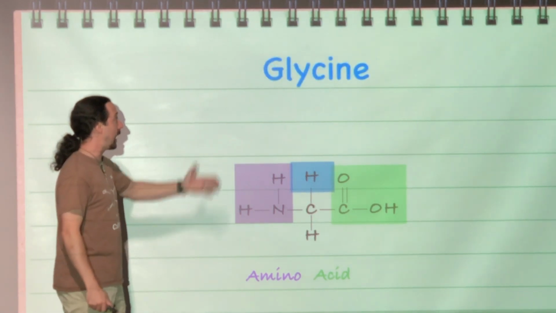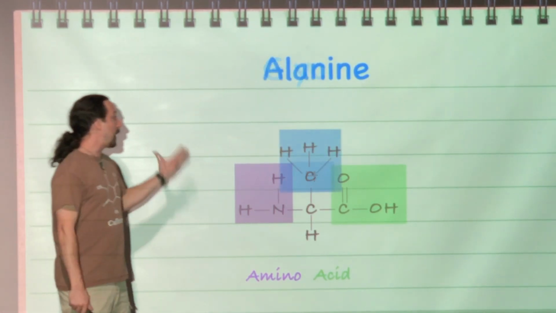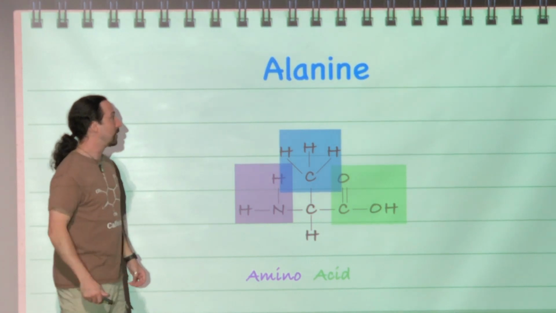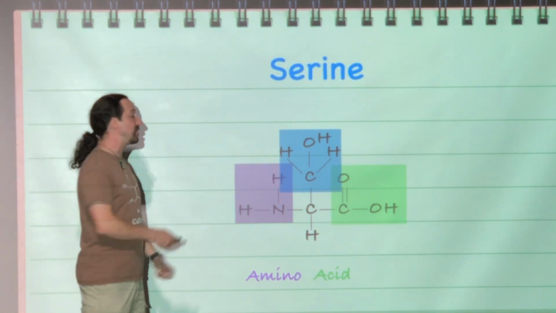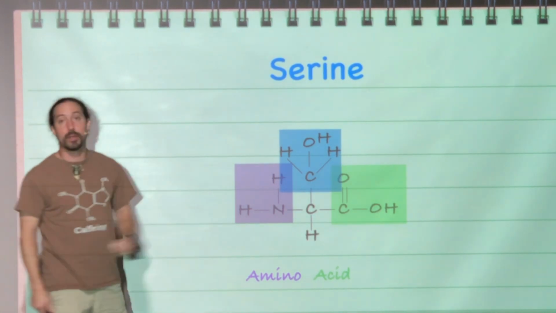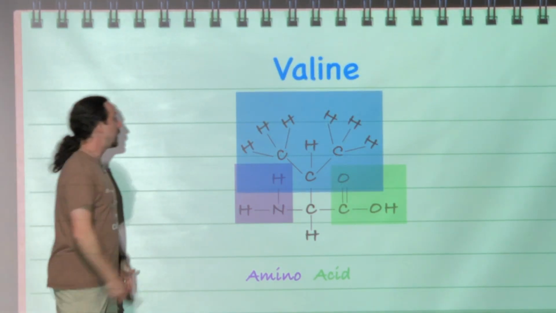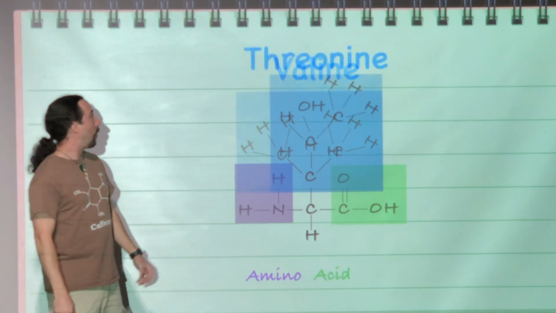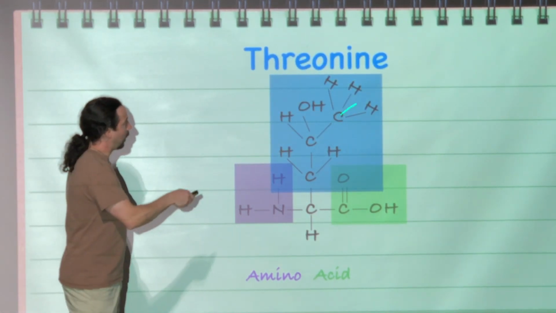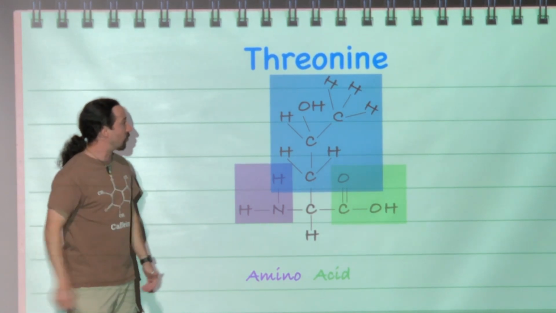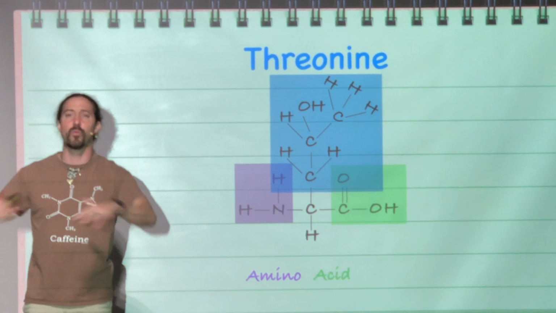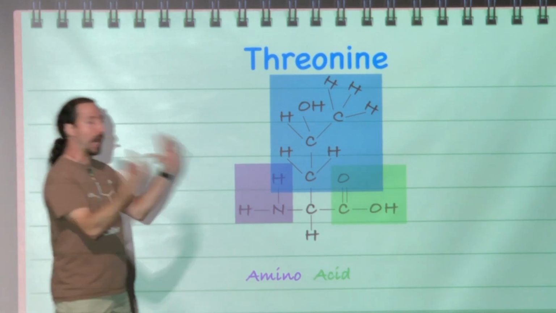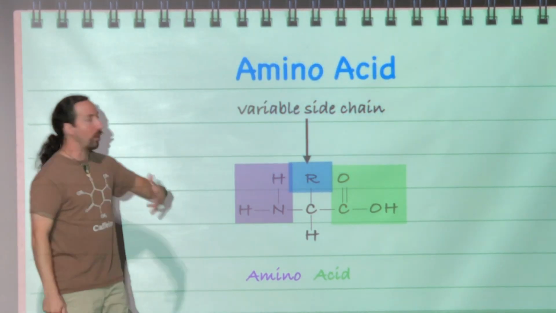So it could just be a hydrogen, and that would be glycine. Or if it happened to be a carbon connected to three hydrogens, that would give us alanine. Or it could just replace one of those hydrogens with a hydroxyl group, an OH. That would give us serine. We could get larger. We could end up with a couple more methyl groups here, and that will give us valine, or we could even have a little bit more branching and with a hydroxyl group in there, and that would be threonine. And these are just some random amino acids that I decided to put together just so you can see what's happening at that spot, which is our R group.